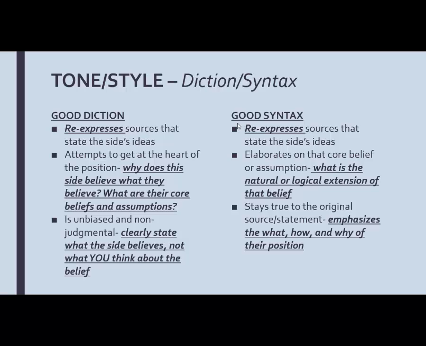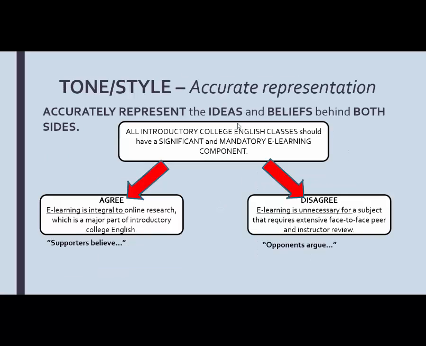Again, you don't want to distort facts from the other side, because then that may give away to your audience that you lean towards one side or prefer one. To be able to accurately present the ideas and beliefs behind both sides, we really need to zero in on what type of words we use, or diction, and then how we arrange those in a sentence, or syntax. So here's an example of how to do this.